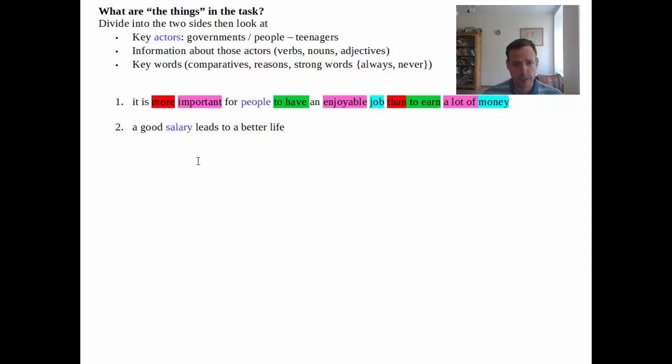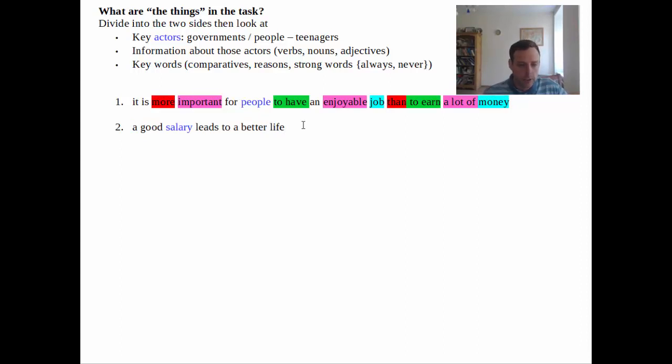Okay, so what are the differences? First of all, the first one is comparison. We talked about that, like comparing. It's more important for people to have an enjoyable job than to earn a lot of money. So it was comparing: having an enjoyable job is more important than earning a lot of money. This second one, there's no actual comparison. You don't need to compare anything to discuss this side. It says a good salary leads to a better life.